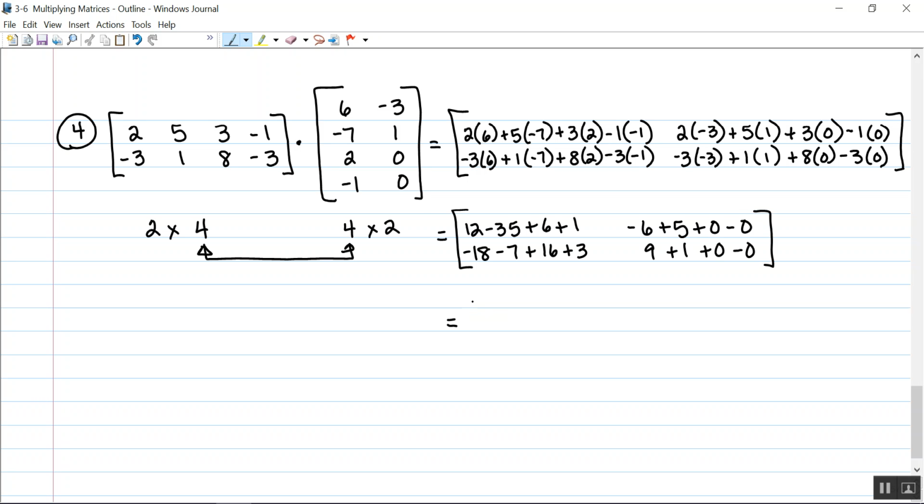Okay, let's add those up. 12 minus 35 plus 6 plus 1 gives me a negative 16. That's going to give me a negative 1. Negative 25 plus 16 plus 3 is going to give me a negative 6 and a 10. So all that work for a simple 2 by 2 matrix. But in this section we looked at how to multiply matrices. First of all, how to determine whether or not a matrix product is defined. Can I actually multiply these two matrices? And then the procedure of how to do it.